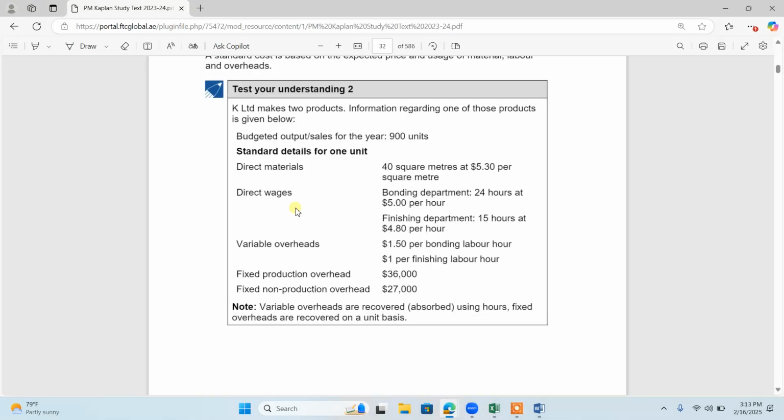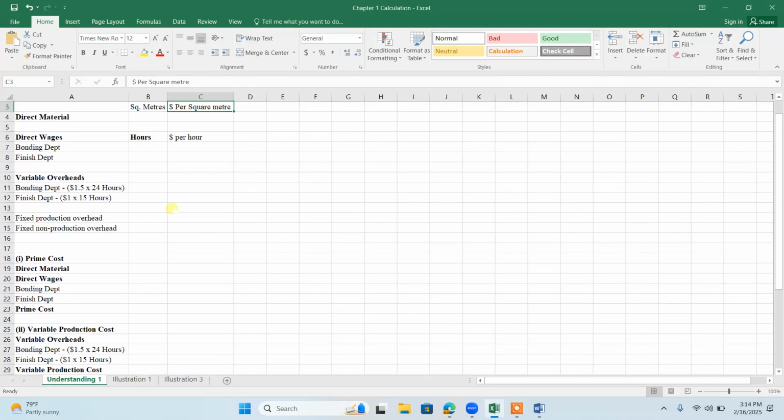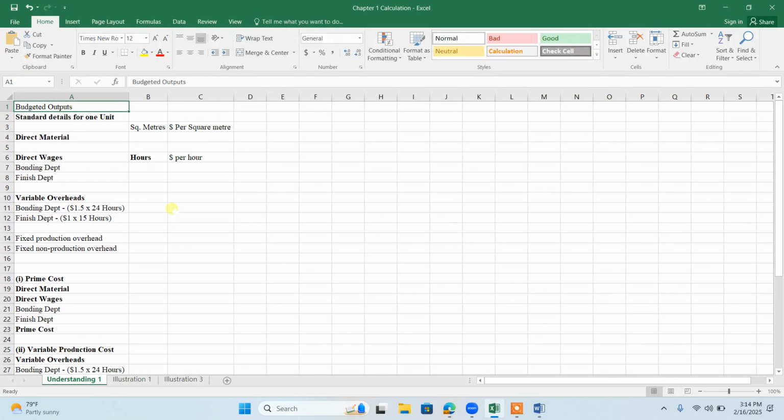Okay. So there's a company K Limited. It makes two products, but the information is regarding only one product. We are going to do this budgeting for how many products? The budgeted output sales for the year is 900 units. I'm going to enter the data to make it less time consuming. I have already written the information which is required. So 900 units are the outputs which are expected.